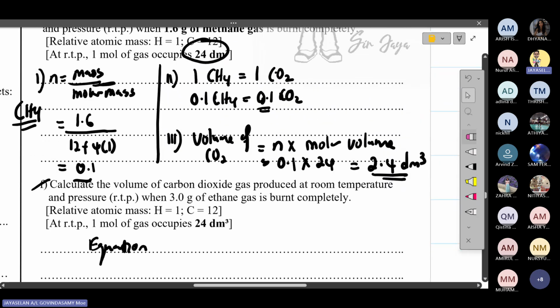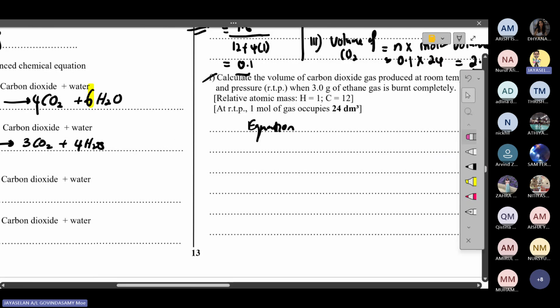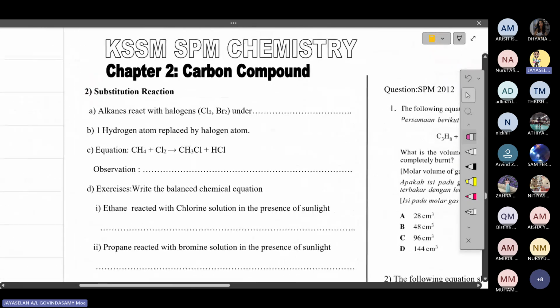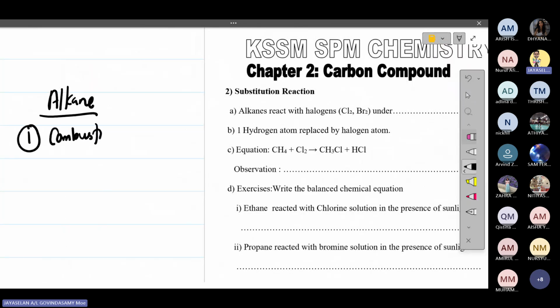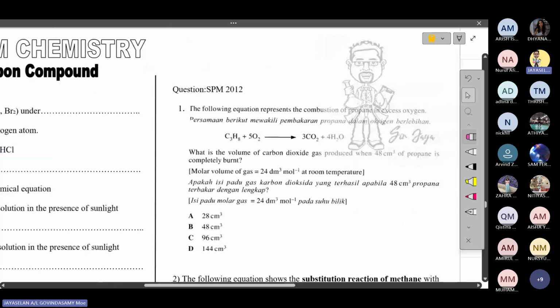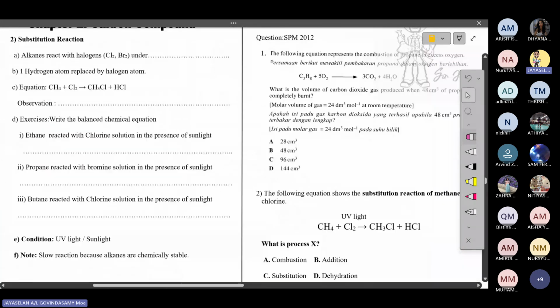Every year there is one objective question. Subjective questions we already know. Okay, now we go for substitution. That means for alkane, we already finished the first reaction, which is combustion. Equation done, calculation done, complete combustion product done, incomplete combustion product all done. So there should be no problem. Now we go for this one.